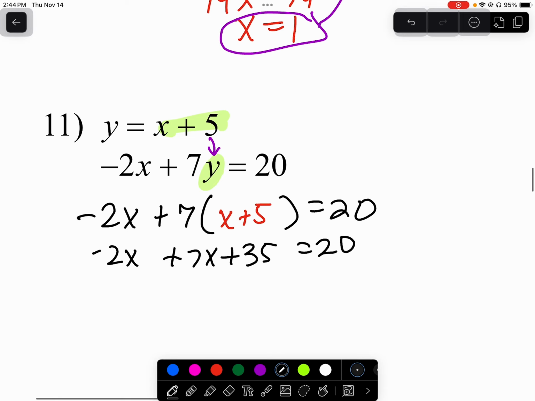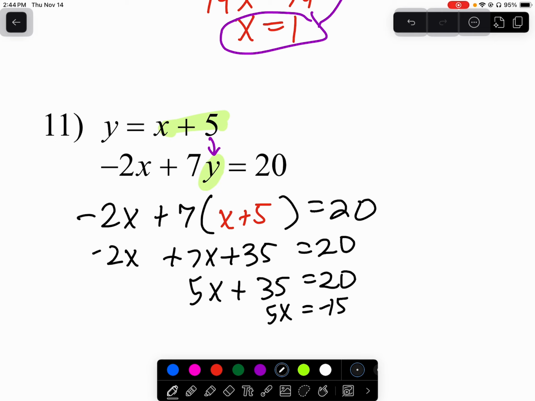Now just use your rules of order of operations, solving equations. These two are like terms, so go ahead and add those front coefficients. So we get 5x plus 35 equals 20. If you subtract 35 from both sides, you get 5x is -15. Divide by 5, you get x is -3.